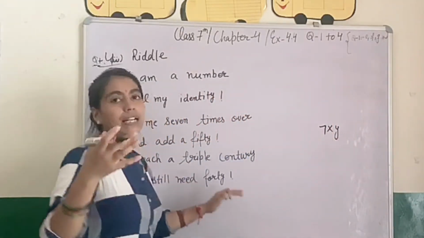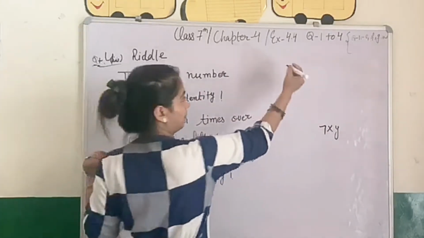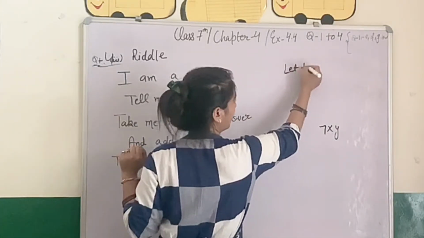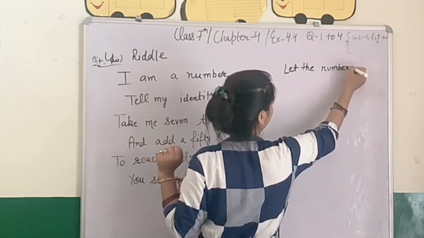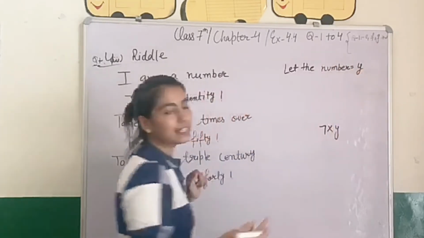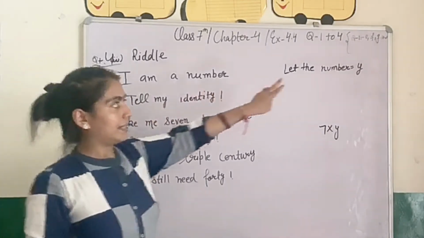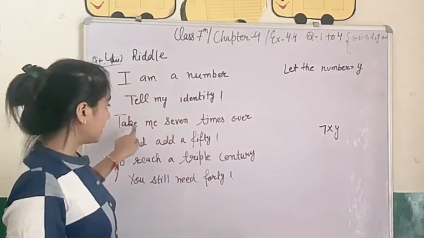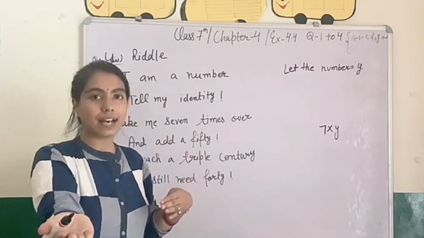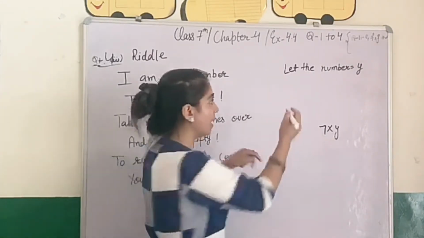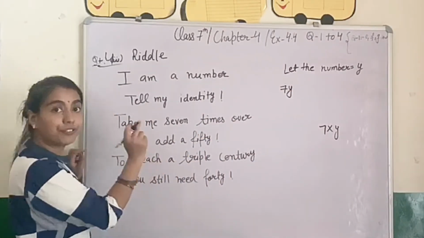Suppose I take my number, let the number be y. Your x, your z, your choice. Tell my identity. That is 1. Take me 7 times over. 7 times means 7 into y. Take me 7 times over and add 50.